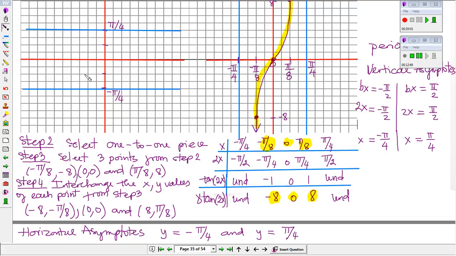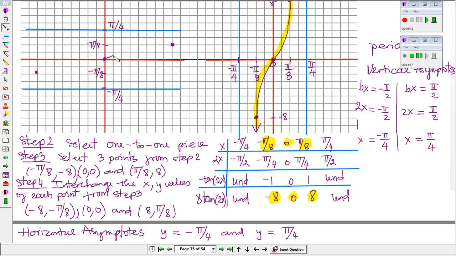Next we will draw the 3 points inside. So the first point will be negative 8. So we go 1, 2, 3, 4, 5, 6, 7, 8. So this is negative 8, comma negative pi over 8. So this will be negative pi over 8. This will be positive pi over 8. Okay. And then the second point will be 0, 0. And the third point will be 8. So 1, 2, 3, 4, 5, 6, 7, 8, comma pi over 8.